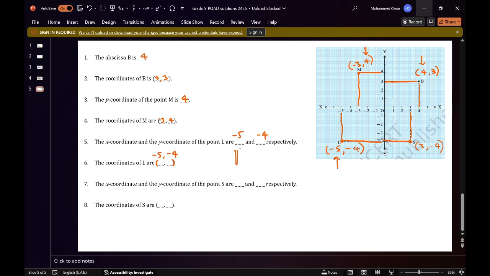The x coordinate and y coordinate of S are 3 and -4. If they ask you, you have to write it as 3 comma -4. Understood? Is it clear? I hope you understood this concept. So please practice it. This is very important. In examinations, at least 3 to 5 marks will be asked from coordinate geometry. Take care, dear friends, and please practice.